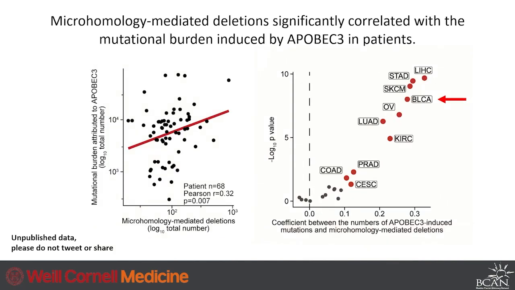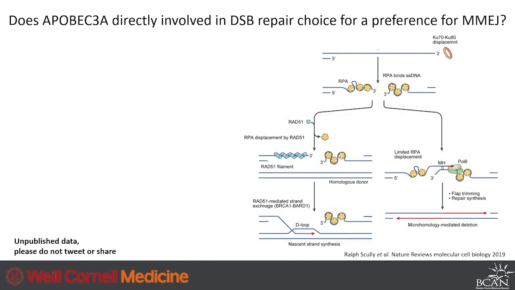To validate our experimental finding in human samples, we did whole genome sequencing in our patient cohort. As shown here on the left, there is a significant correlation between the APOBEC-induced mutation burden and the microhomology-mediated deletions. We also found that this significant correlation not only happens in bladder cancer, it also happens in other cancer types when we use the TCGA pan-cancer whole exome data, as shown on the left. So this result indicates that these two mutation footprints consistently occur in human cancers.